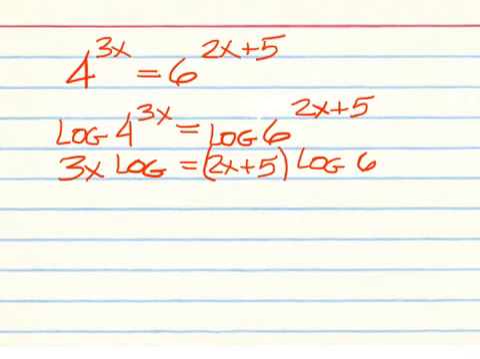Log 6 to the 2x plus 5 power. Now if we simplify, by rule we can move 3x to the left on this, and then we're going to have 2x plus 5 to the left of log 6. Now there's nothing you can do with 3x log right now, except to write in the 4 there that I left out.